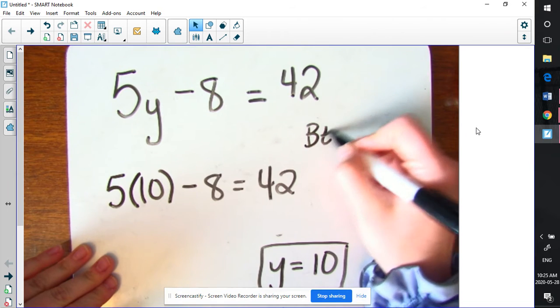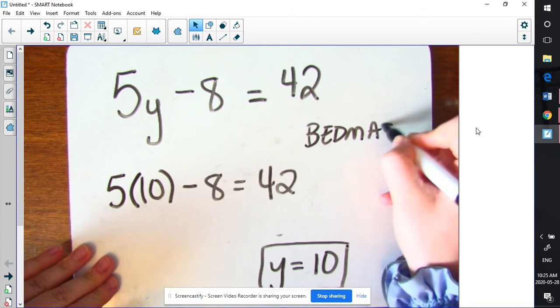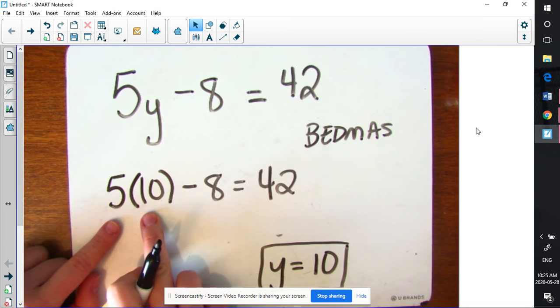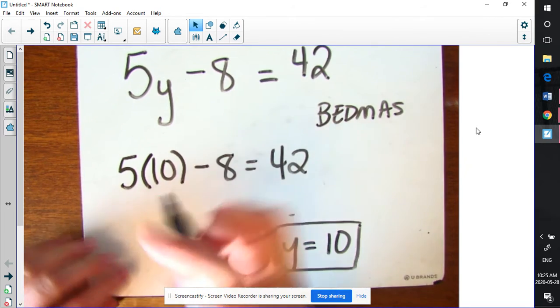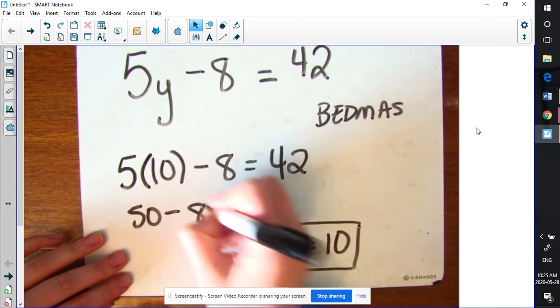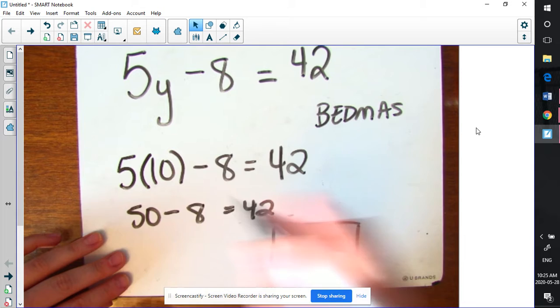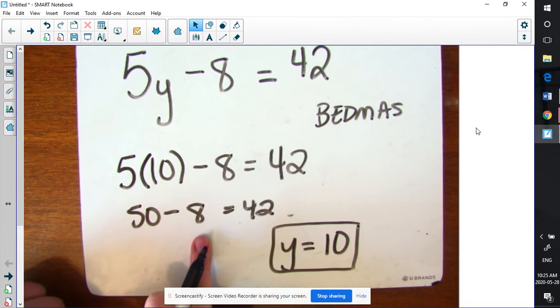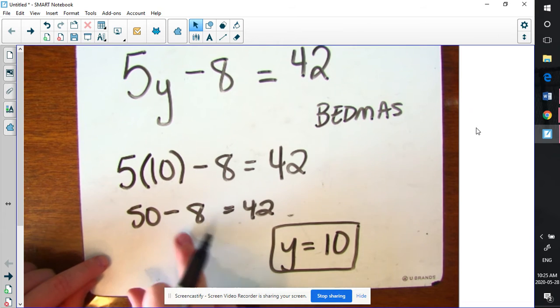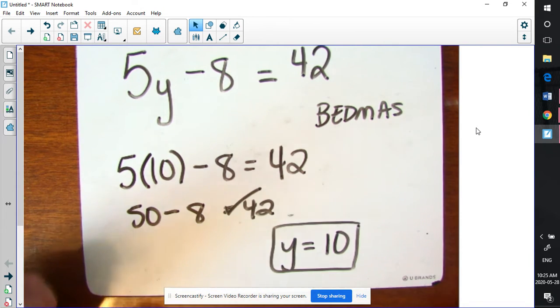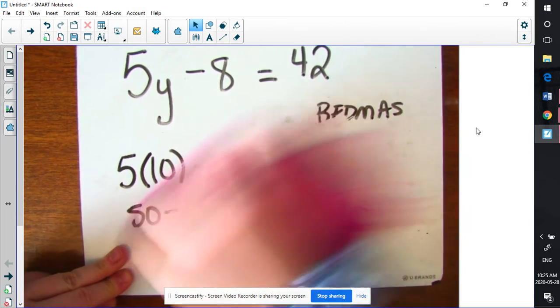Following BEDMAS, we're going to start here. We're going to start with the 5 times 10. 5 times 10 is 50. Minus 8 equals 42. 50 minus 8, you might need to think about this one for a second or take out your calculator, but 50 minus 8 is 42, so that means that this is right. Okay, let's do one last example together.